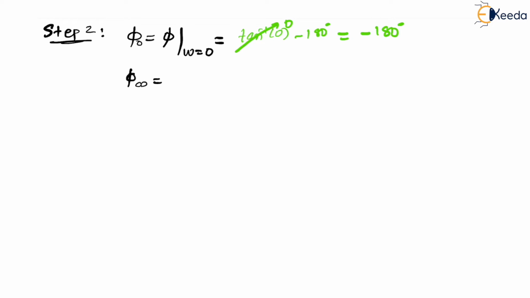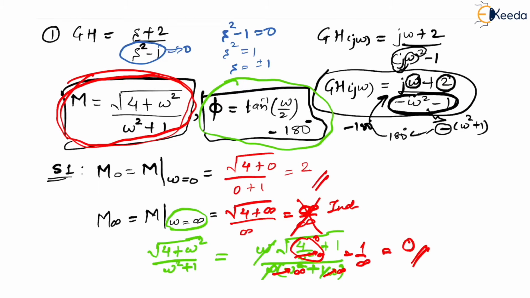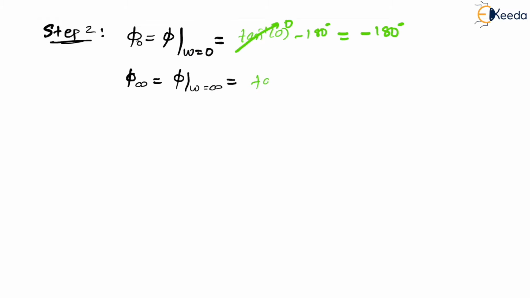Now let us find phi infinity. What is phi infinity? Phi infinity is nothing but phi at omega equal to infinity. If you replace omega by infinity in the phase equation, tan inverse omega by 2, it becomes tan inverse infinity minus 180 degrees. Tan inverse infinity is 90 degrees, so it becomes 90 degrees minus 180 degrees, which is equal to minus 90 degrees.